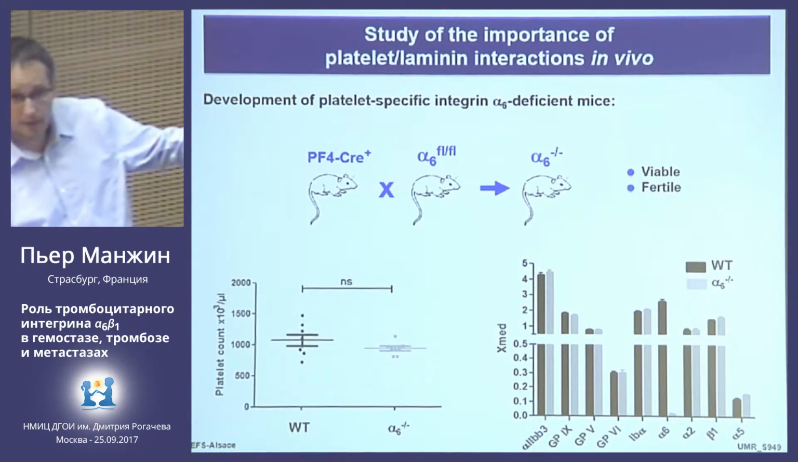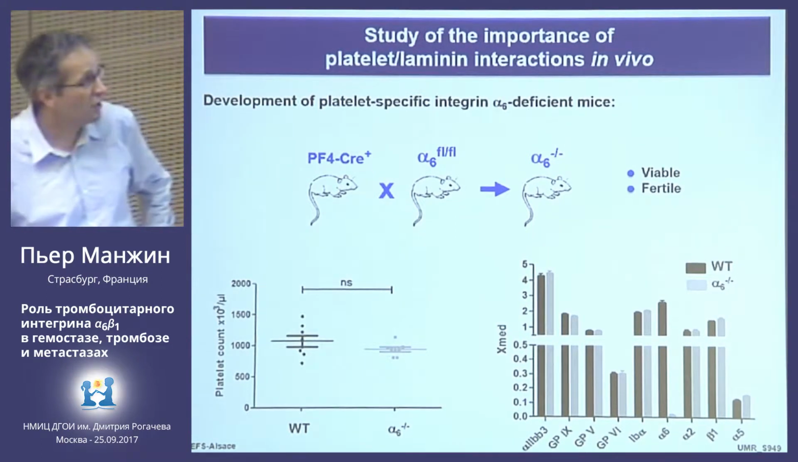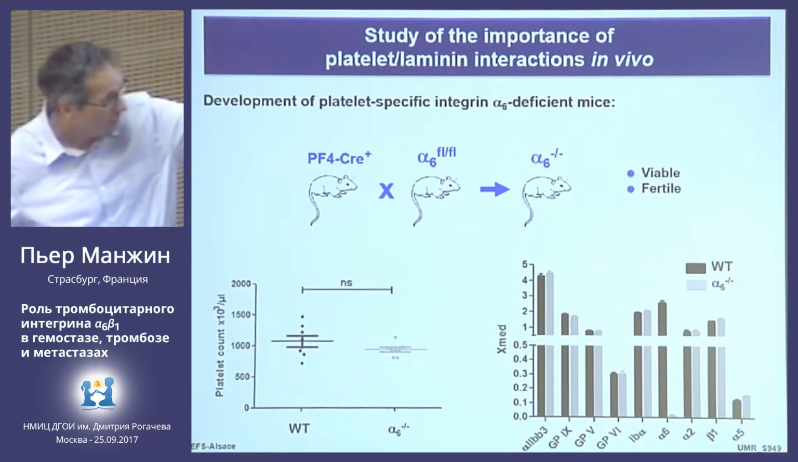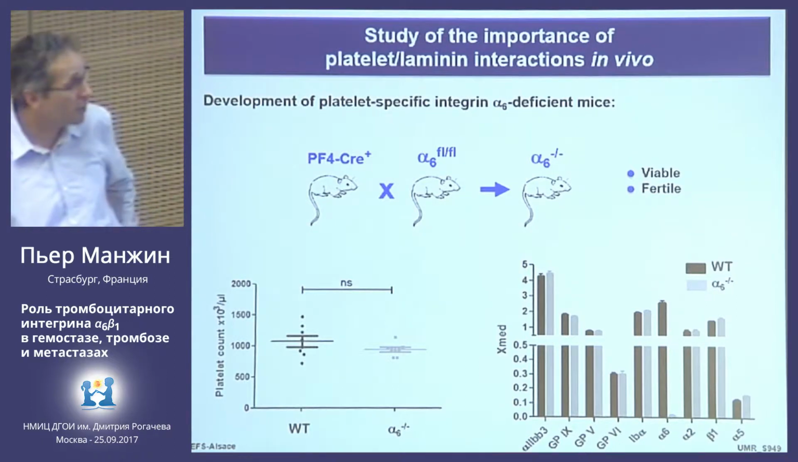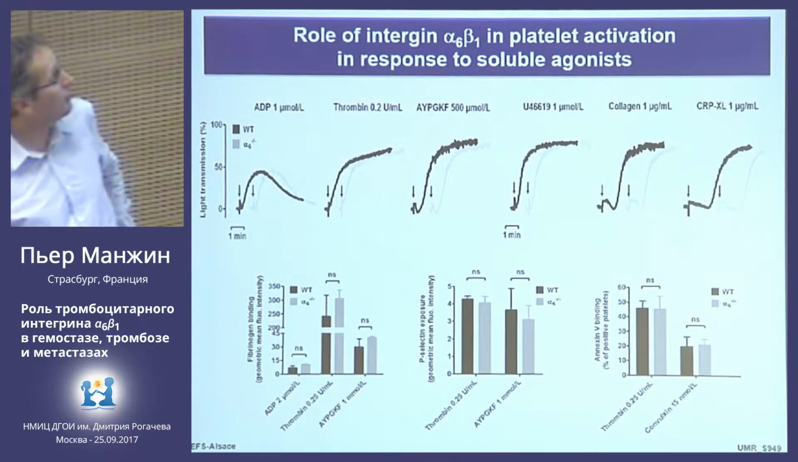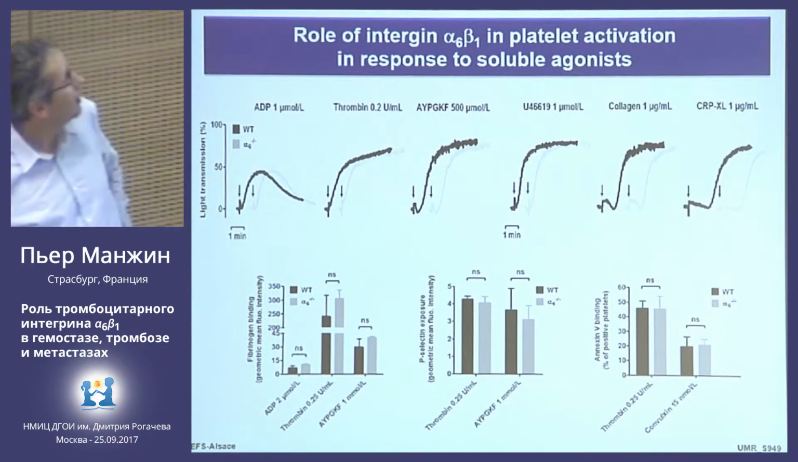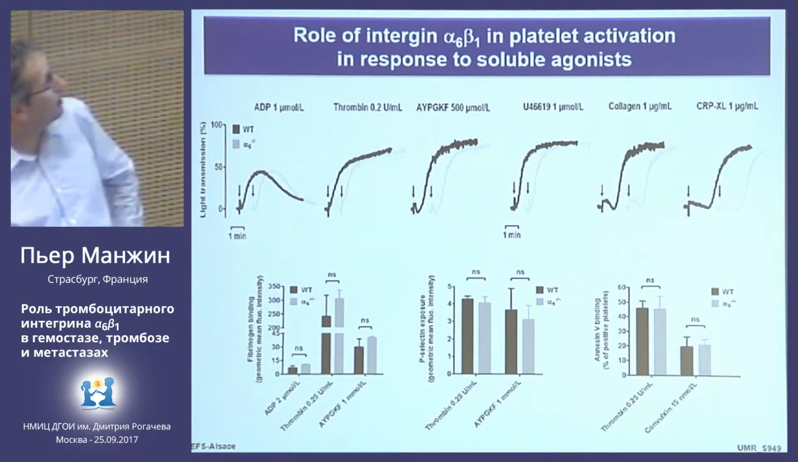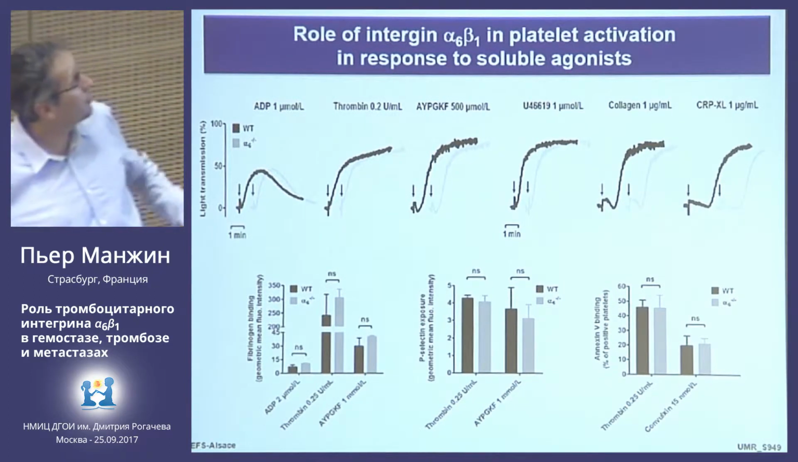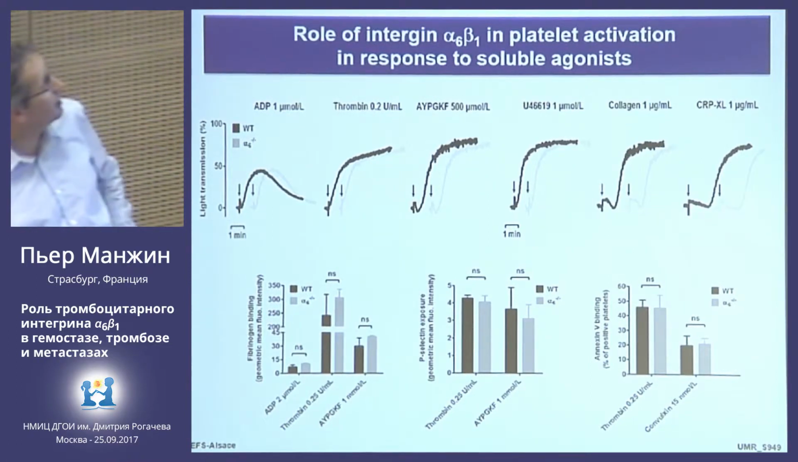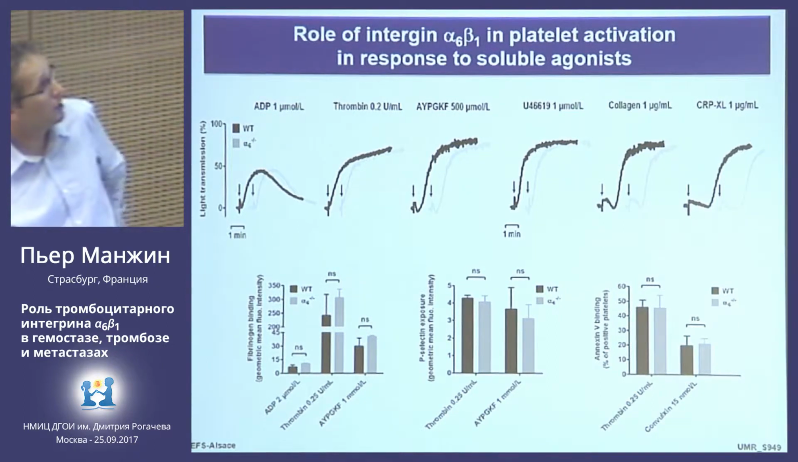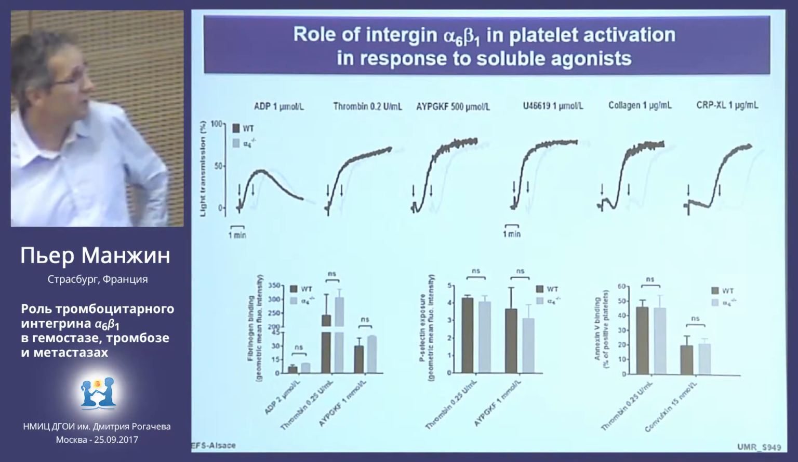They have a normal platelet count. They have a normal expression of all the known platelet receptors, apart, as you would expect, from integrin α6, which was very markedly reduced. We first characterized these mice and performed some aggregation assays, with washed platelets. α6 deficient platelets respond normally to a series of agonists, including ADP, thrombin, PAR4 peptide, thromboxane A2 analog, collagen, and CRP, which is a specific agonist for GPVI.